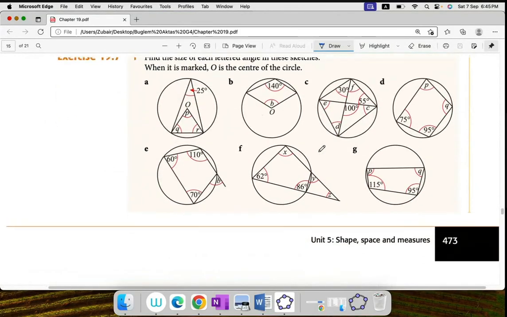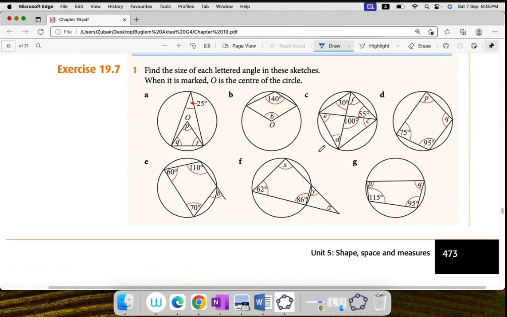Okay, now we have some fun questions. Question number one. Find the size of each lettered angle in these sketches when it is marked. O is the center of the circle. Should I start with A? Yeah, the first one.